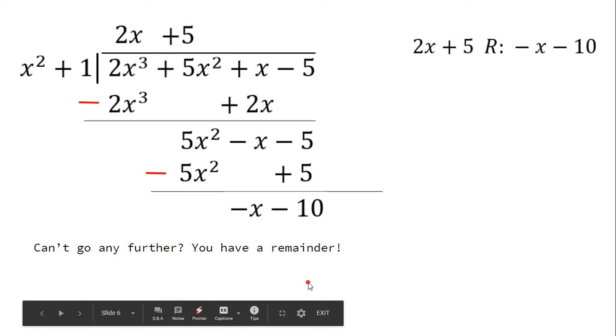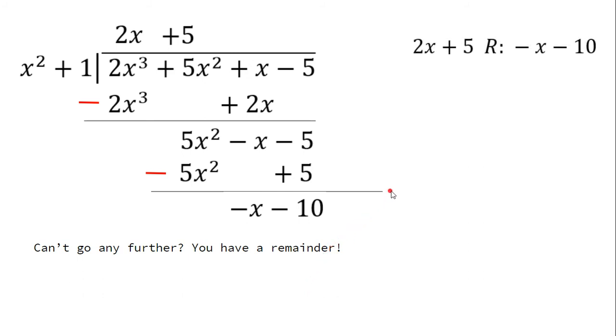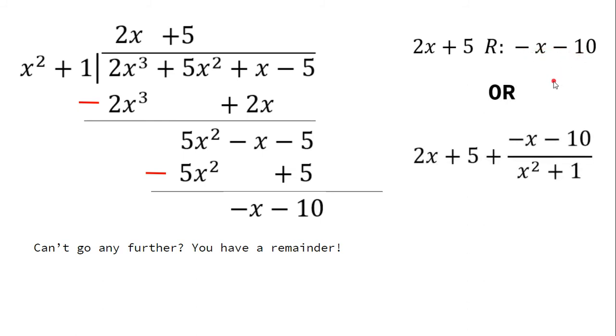So I can write this in a couple different ways. I can write it the way that you would write an integer division problem when you were in 3rd or 4th grade, with the quotient and then just write what the remainder is. But the better way to write this is as one expression of both the quotient and then also the remainder over the divisor.